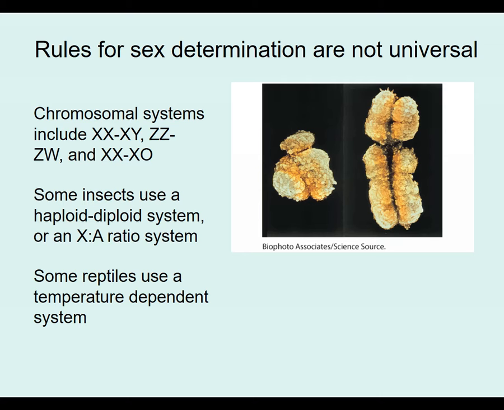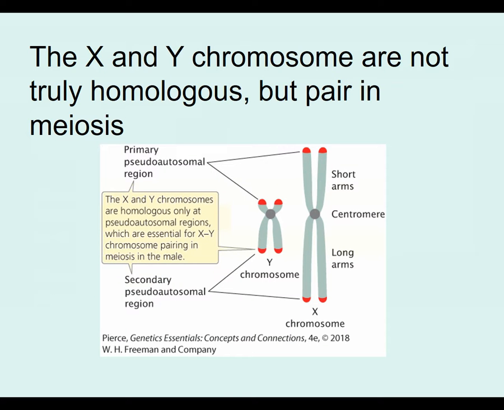Some of them use chromosomal systems, but some of them use a temperature-dependent system in which the temperature the egg is incubated at determines the final sex of the individual. And there are more than this, but these are some examples of different ways that sex as a phenotype is determined even from the early embryonic stages. We will focus, though, on the X and the Y chromosome, since we are interested in humans.